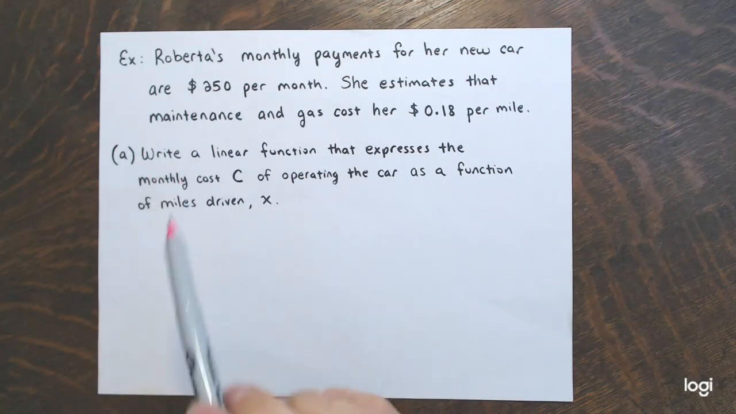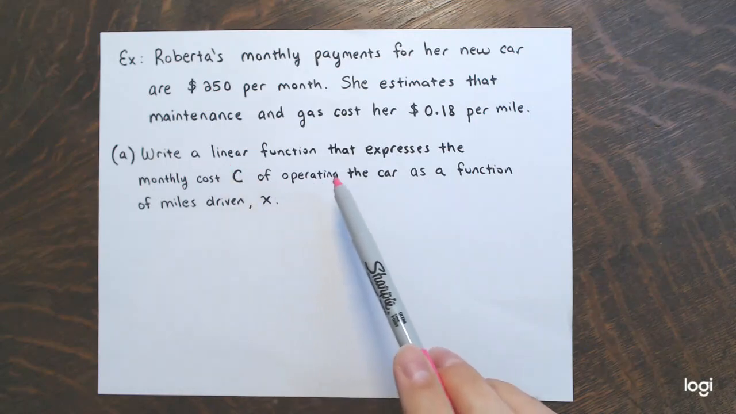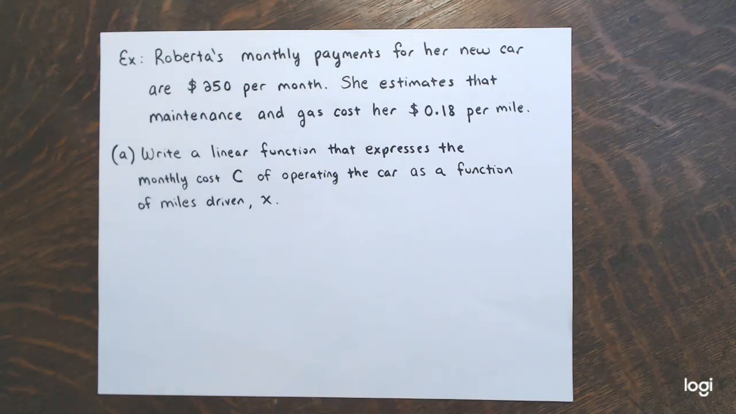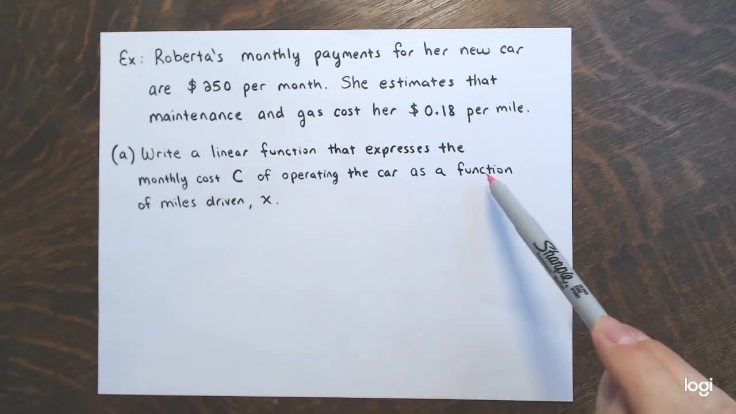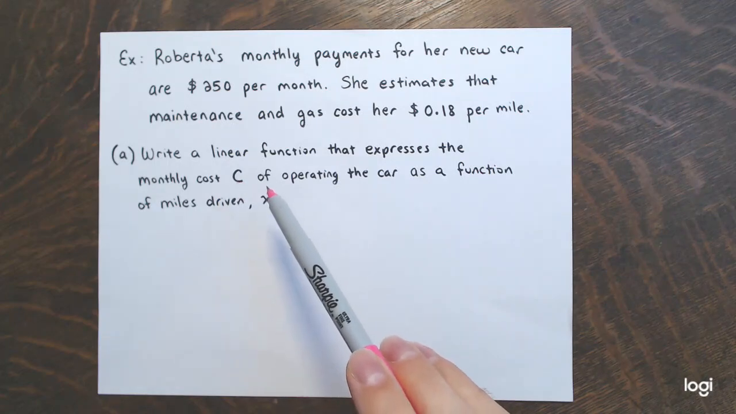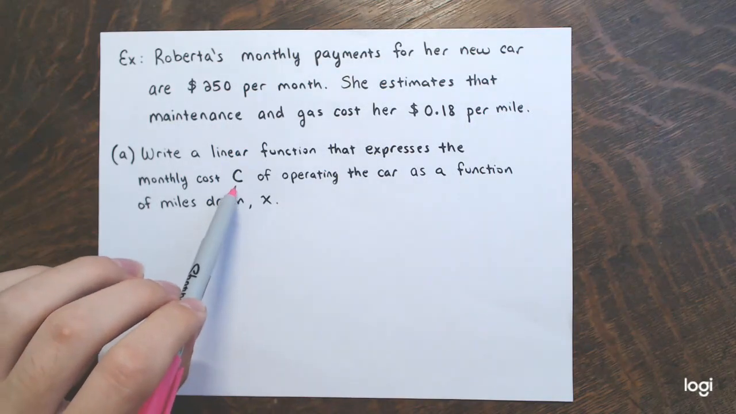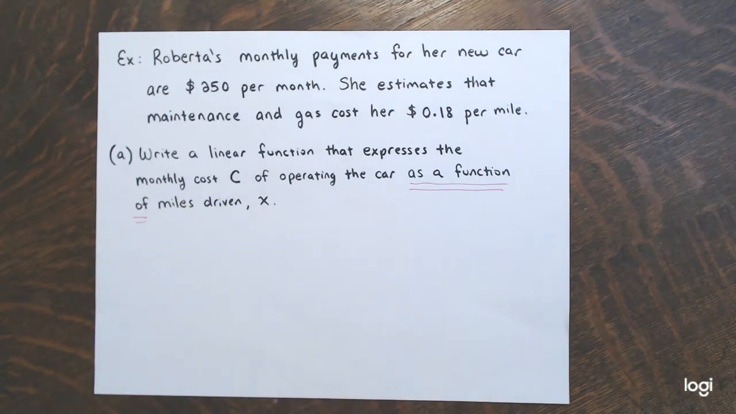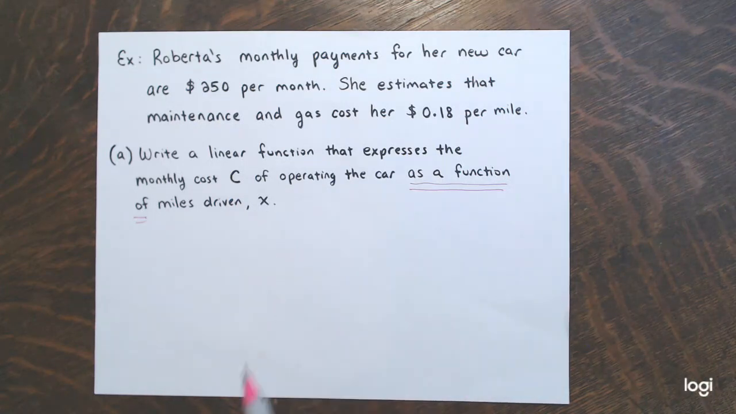All right, so part A is like part A in my last example. It says write a linear function that expresses the monthly costs, right, so the cost of driving this car in a month, just 1 month, the monthly cost C of operating the car as a function of miles driven x. So I want to write an equation where C equals and then an expression with x in it. That's what they mean. Whenever they tell you to write one quantity as a function of another quantity, they just mean write C equals and then some expression that depends on x.